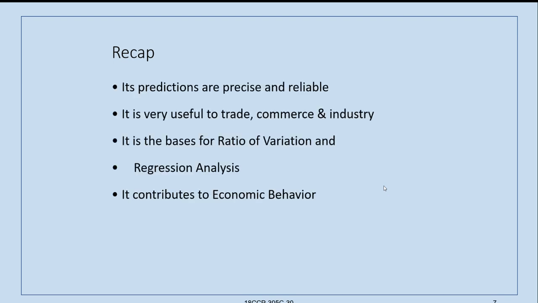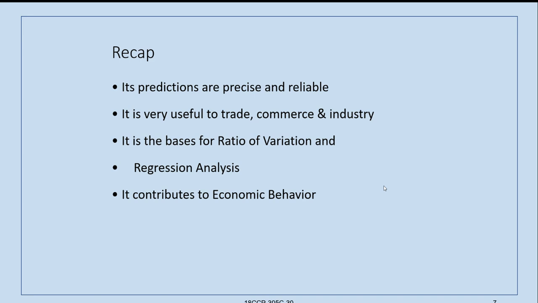And these are also the merits and demerits of correlation. Its predictions are precise and reliable. Predictions are very precise, very straight, very direct, and they can also be relied on for doing so many things. It is very useful to trade, commerce, and industry. We have seen business applications, industrial applications. We can apply this correlation. So trade, commerce, industry, everywhere we can use it.